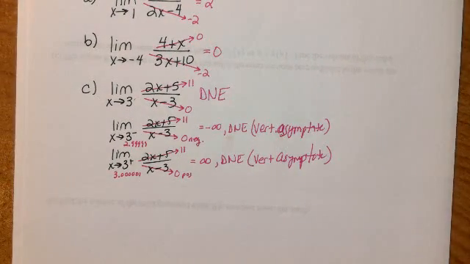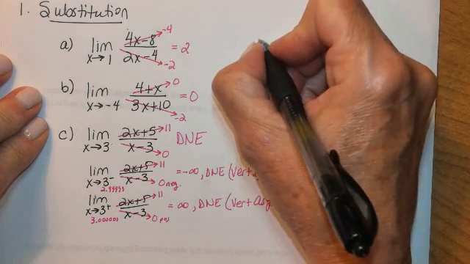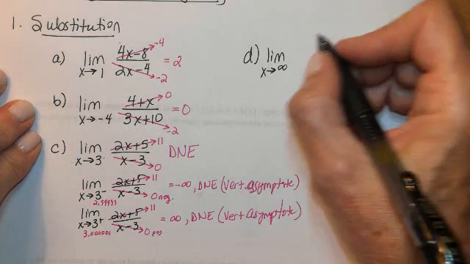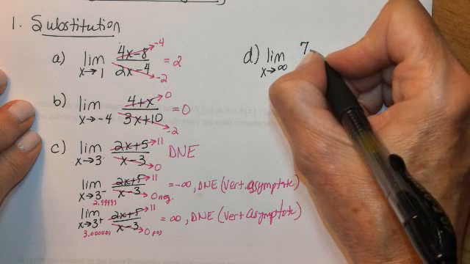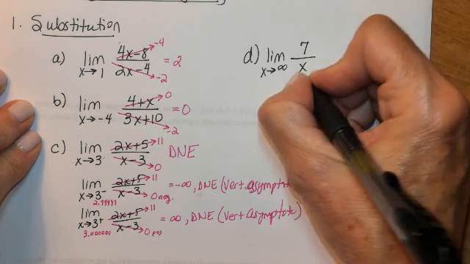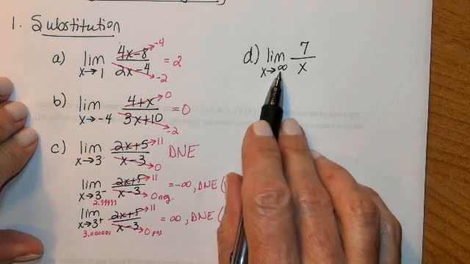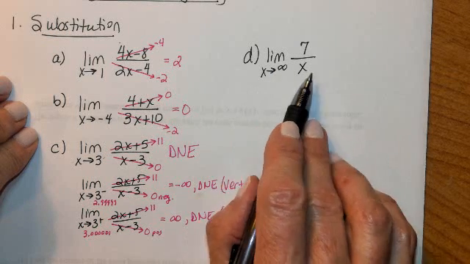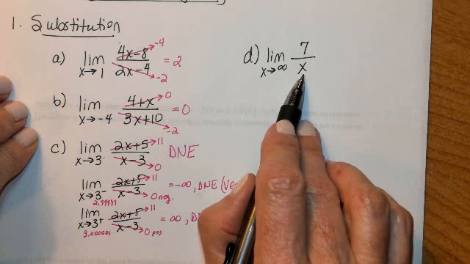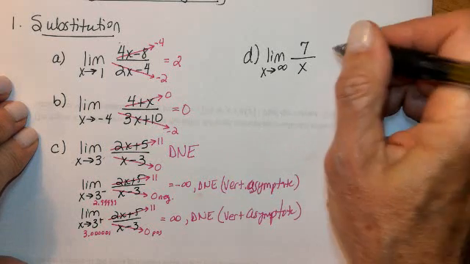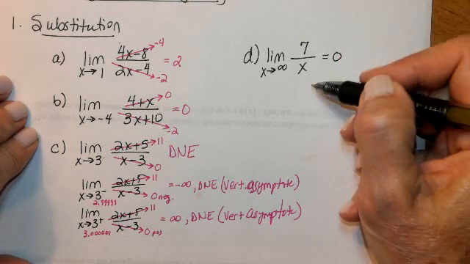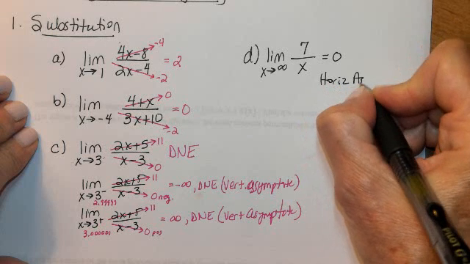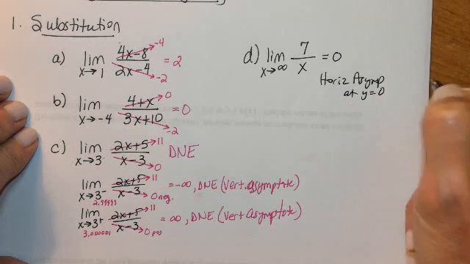All right. What if we had this? The limit as x approaches infinity of 7 over x. If you think of plugging in an unbounded number, the biggest number that you can possibly think of, put that in for x. What would 7 divided by that biggest number that you can think of be? 0, right? That's just 0. Okay, this means we have a horizontal asymptote at y equals 0. Okay.